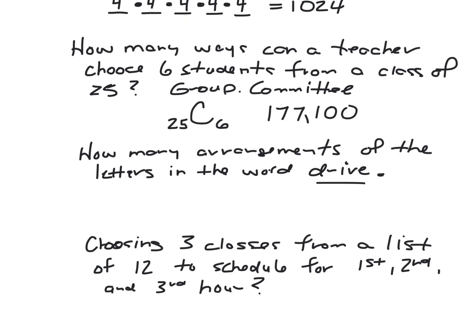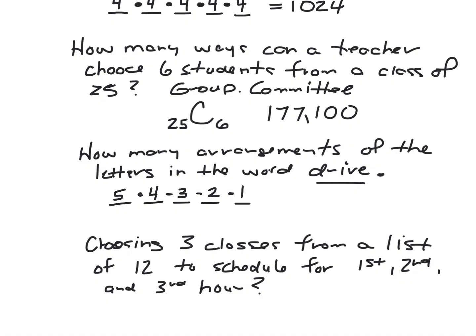Next question, how many arrangements of the letters in the word drive? I could think of this as 5 events. The first thing I'd have to do is pick one of the 5 letters to start with. Once I pick that, I'd have 4 choices for the second letter, then 3, then 2, then 1, and I would multiply these together. Anytime the word is and, we're going to multiply.